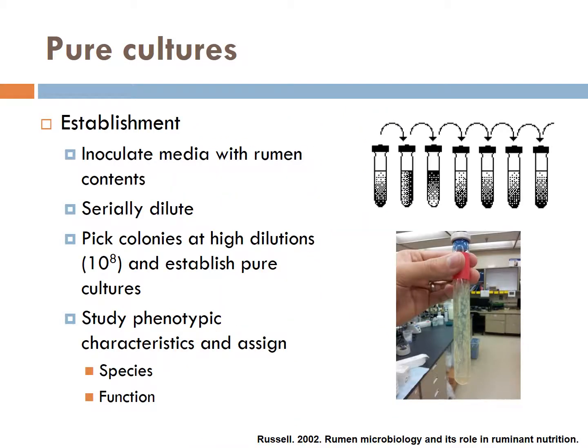As we've discussed before, pure cultures are established first by inoculating media with rumen contents. We then serially dilute and then pick colonies at high dilutions, around 10 to the 8th, where we can start to see distinct colonies, and establish pure cultures from those colonies. We then study phenotypic characteristics and assign species and functions.